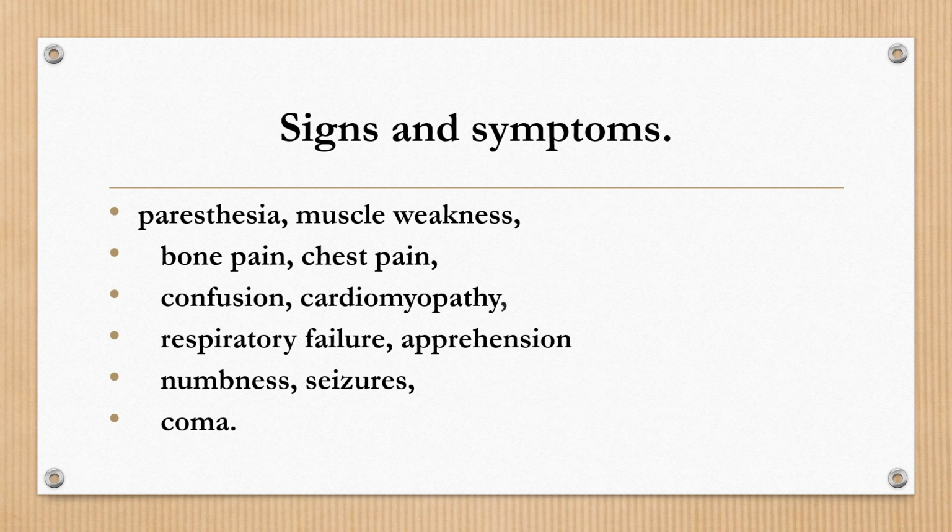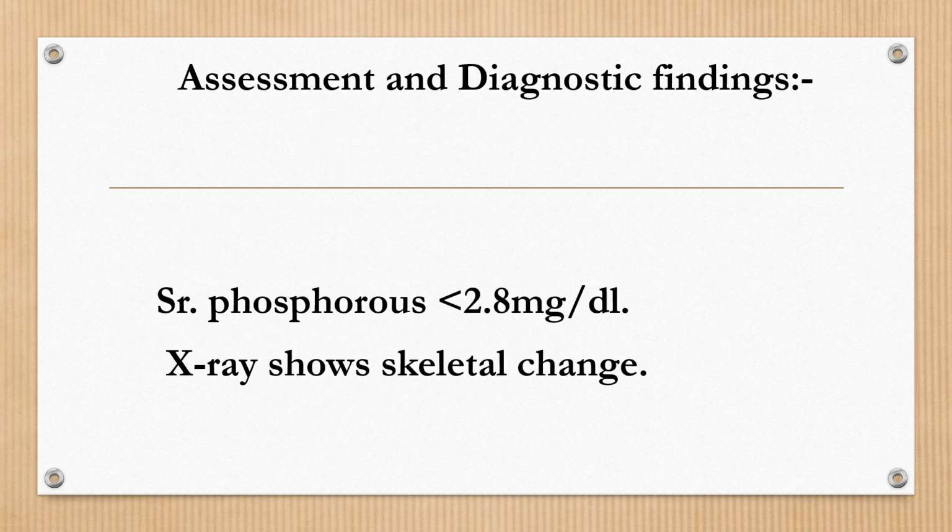And see the signs and symptoms. The main signs and symptoms are paresthesia and muscle weakness. These are simple terms you can identify easily. Then bone pain, chest pain or angina pectoris, and the patient seems confused. Cardiomyopathy, that is myocardial degeneration or myocardial dysfunction. Then respiratory failure, apprehension, numbness, seizure, and finally most of them end up in coma. On assessment, we can identify the serum phosphorus level will be less than 2.8 milligram per deciliter, and X-ray shows skeletal changes.